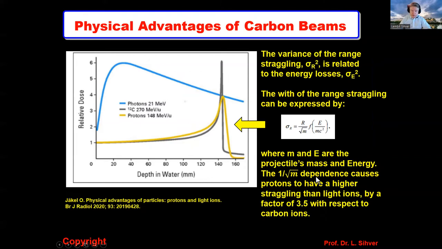It goes as 1 over the square root of M. So protons have a higher straggling than light ions, by a factor of 3.5 with respect to the carbon ions. So the protons have much higher levels of straggling with respect to the carbon ion, and therefore a much wider, broader Bragg peak.